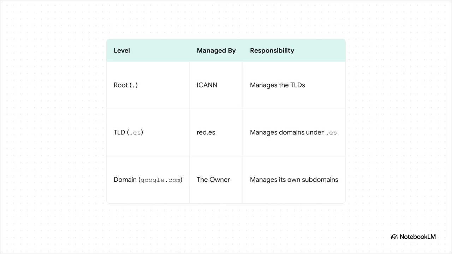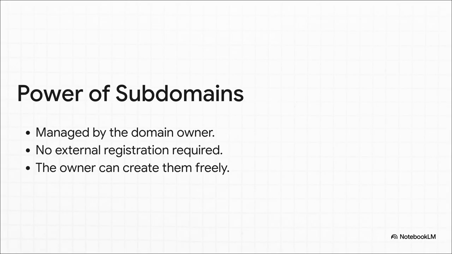At the very top, an organization called ICANN manages the root zone, basically deciding which top-level domains are allowed to exist. Then, for a country-specific TLD like .es for Spain, a designated organization like red.es gets the authority to manage it. They, in turn, handle all the domains registered under .es. And when a company like Google comes along and registers google.com, they become the manager of their own piece of the internet's namespace.